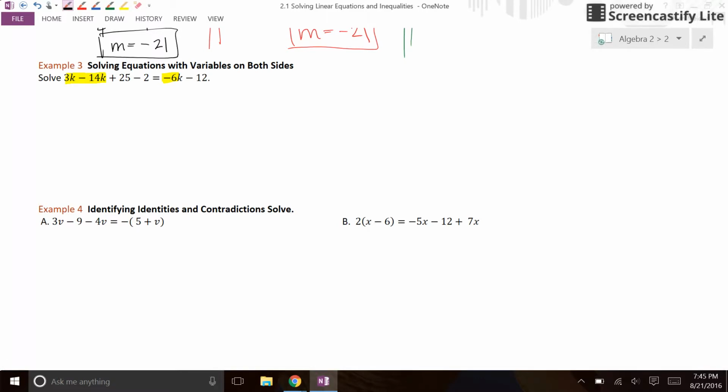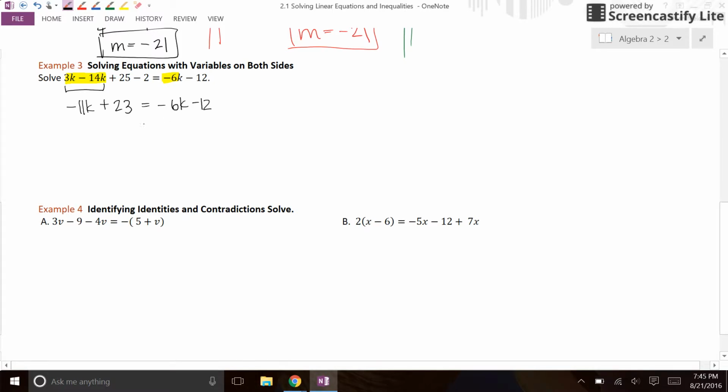So I'm kind of just going to go in order. Like I'm going to figure out what this is. So 3 minus 14 was negative 11k. And then here I have 25 minus 2 is 23. And then nothing to do over here. So that side was at least cleaned up. That made me feel all right. But now I'll finally combine terms.